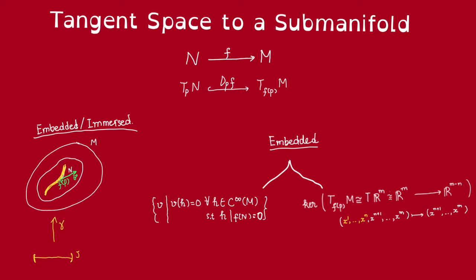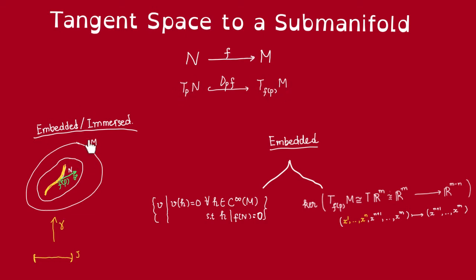So under this injection, we can view this tangent space of N as a subspace of the tangent space of M. Now we want to ask, how do we describe the tangent space of N inside of M? More specifically, which vectors inside this tangent space of M actually lie in the tangent space of N? To answer this, we're going to give three descriptions of this tangent space, T_pN, inside T_f(p)M.